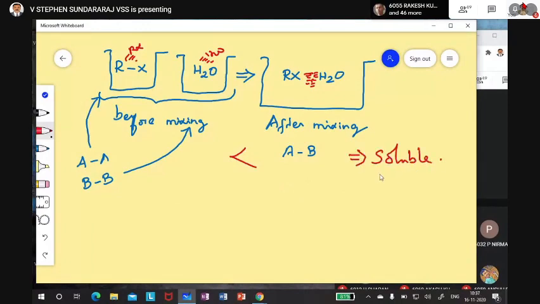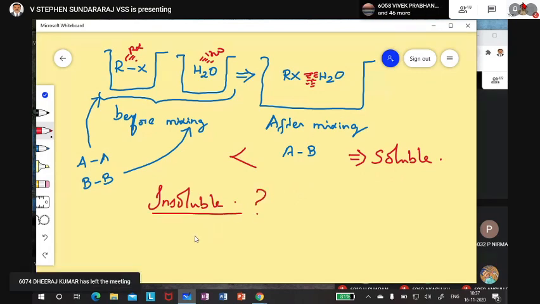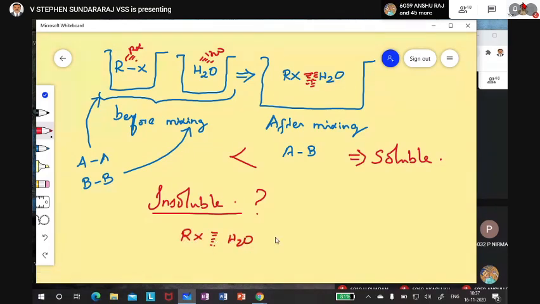But here what happened? It is not. Then it is insoluble. Why insoluble? Because the RX versus H2O interaction is weaker than H2O versus H2O. You can use either one, but one of them is sufficient. What is the reason? Because in case of H2O, there is hydrogen bonding.